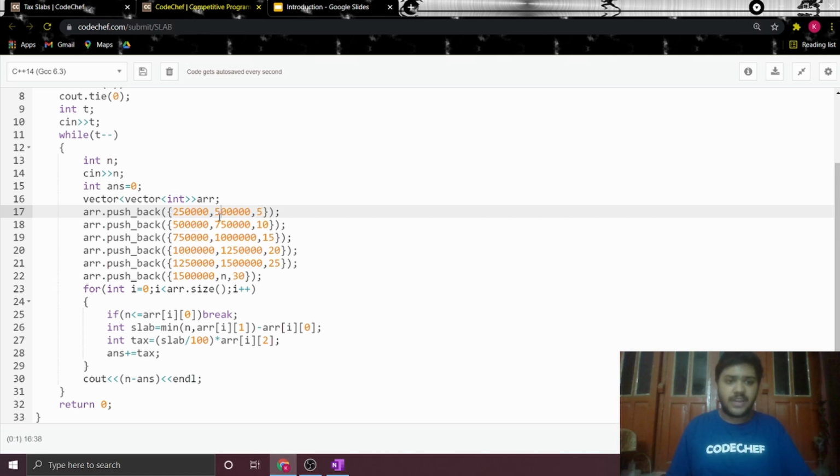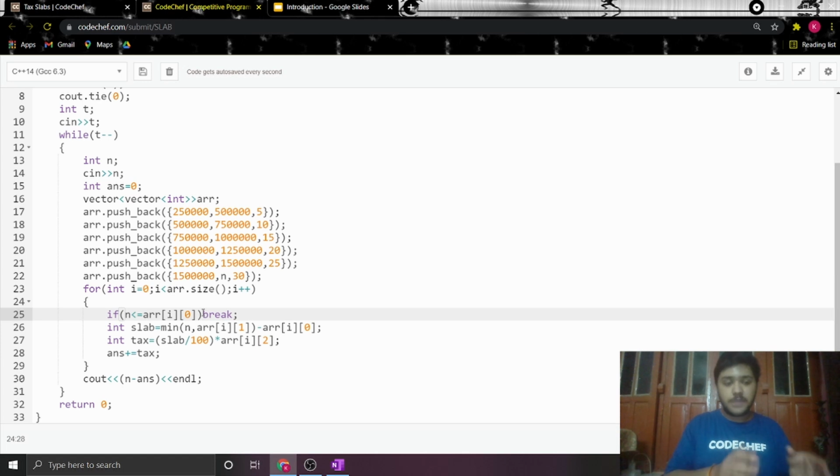It is 2.5 lakh till 5 lakh and 5% tax. 5 to 7.5 and 10% tax. 7.5 to 10 and 15% tax, and so on. Now, I would just iterate over this array. Now I would check that if n is less than or equal to array of I0, it means that this particular income is less than or equal to array of I0. So this particular income doesn't belong to this particular slab or any of the tax slabs ahead of this. So we should break. We don't need to charge any more tax on this particular income.